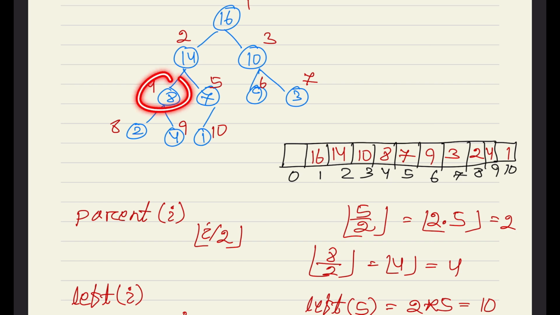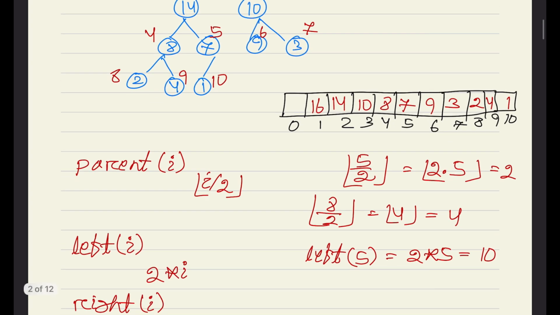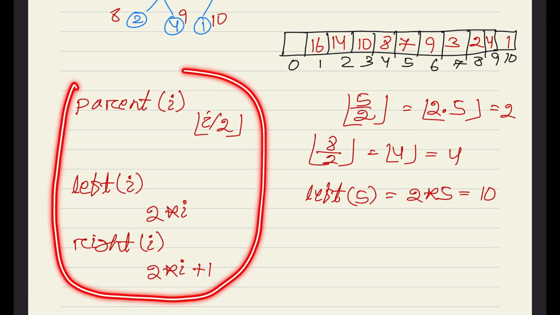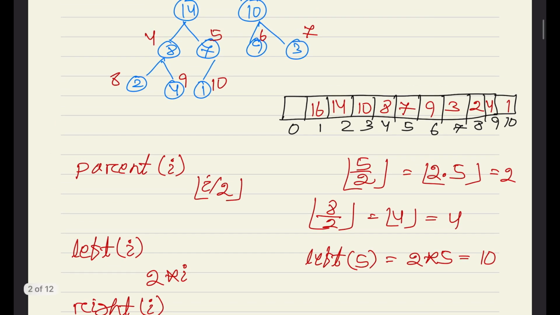Similarly, consider this one. What is the index of 8? 4. So its right child index will be 4 into 2 plus 1, that is 9. Here you can see, to use this formula, we have kept nothing at index 0. So in the array, the index 0 is empty.